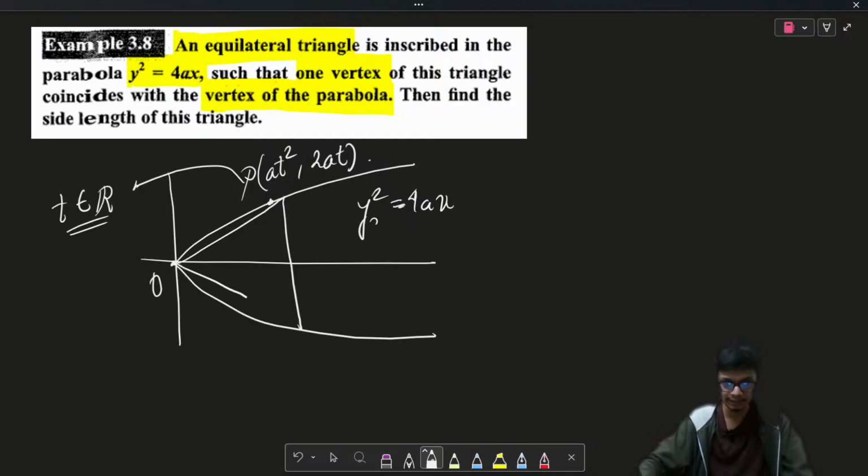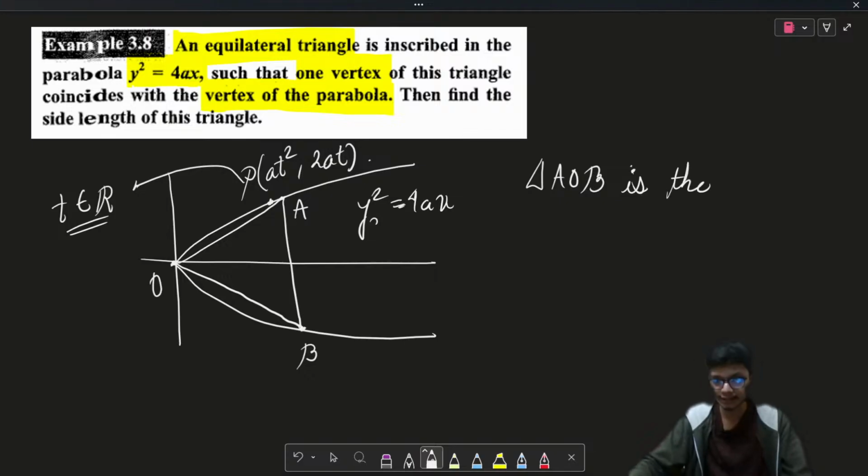So let us say the triangle is something like this. Let us call this point A and let us call this point B, right? So in this case, we will have this triangle AOB as the required one. Now it is mentioned it is an equilateral triangle, right? So it is going to be an equilateral triangle, so all these angles are going to be 60 degrees, and the lengths of the sides are also going to be the same. But how am I going to determine what the length will be, right?